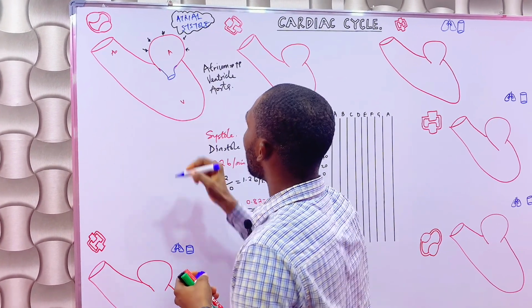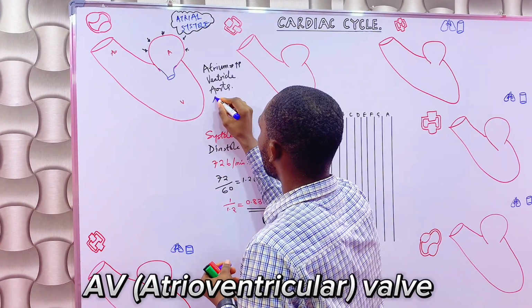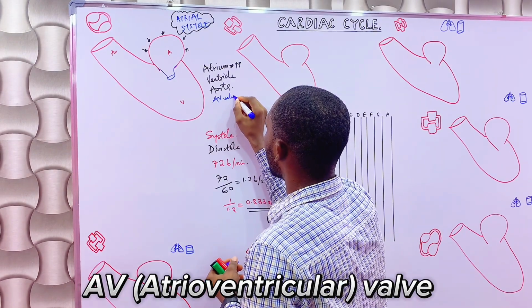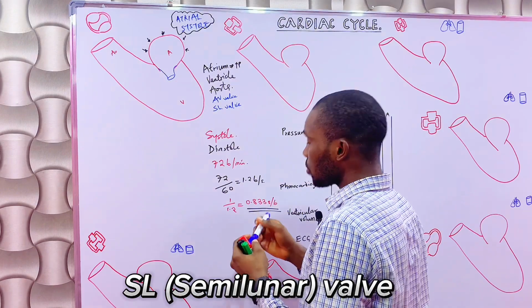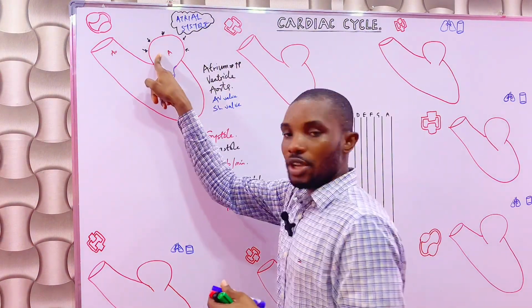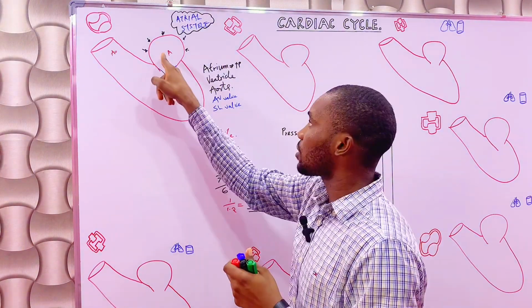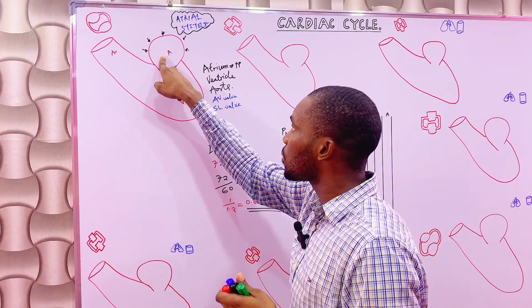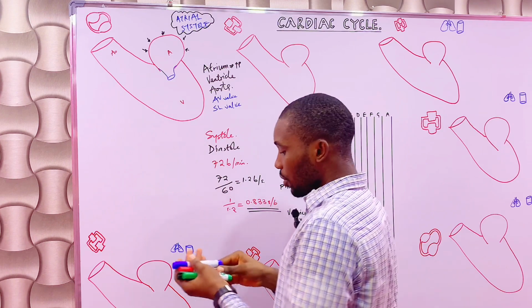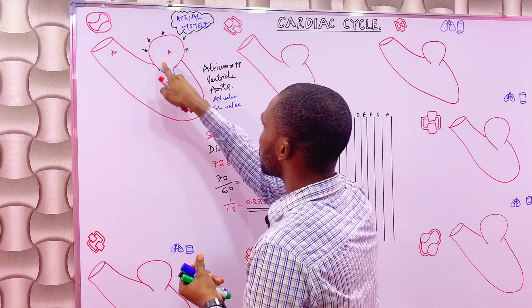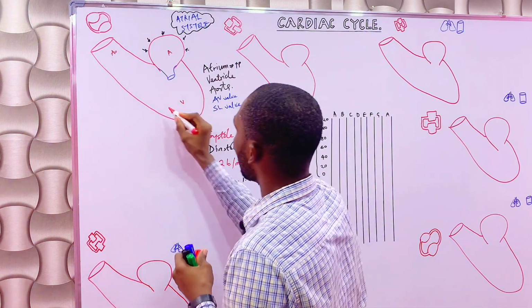That's your what? AV valve. Mind you, we also look at what happens in the AV valve and then the semilunar valve. As the atrium is being squeezed, that's contracting, what happens? Blood moves from the atrium to where? The ventricle.